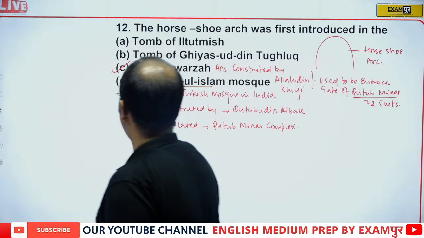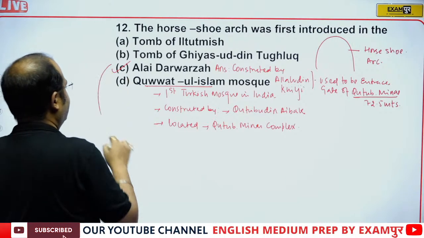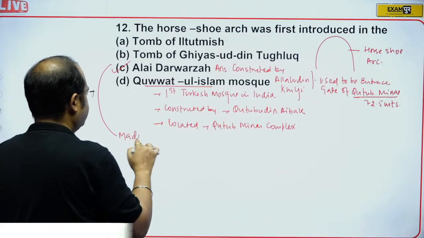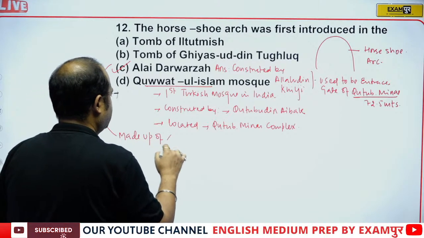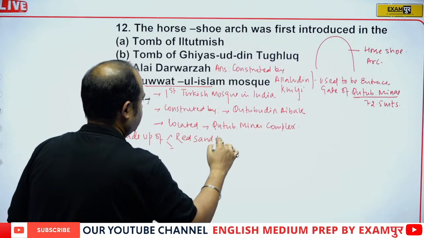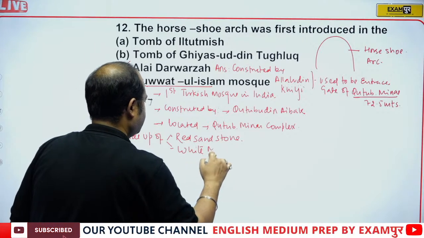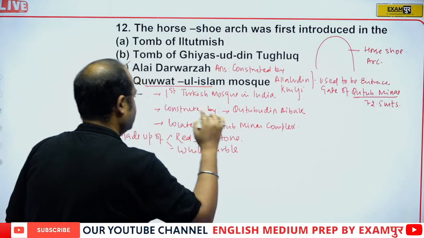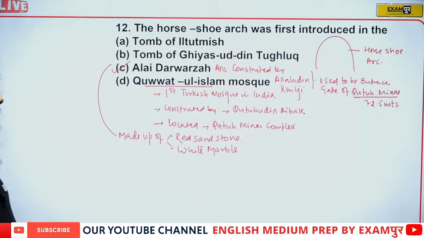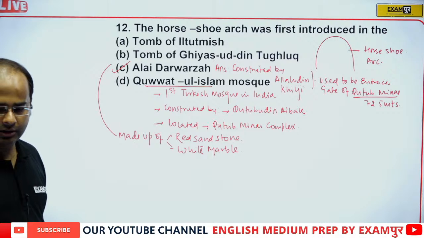That is located in Delhi. So the correct answer will be, guys, Alai Darwaza, that was constructed by Alauddin Khilji. It is made up of red sandstone plus white marble. Red sandstone and white marble. Therefore the correct answer will be option C, that is Alai Darwaza.